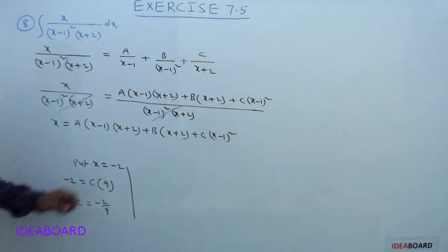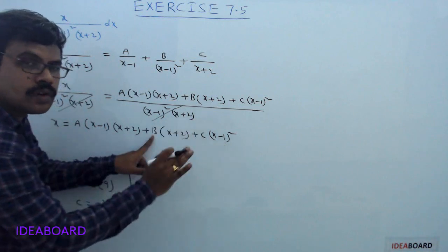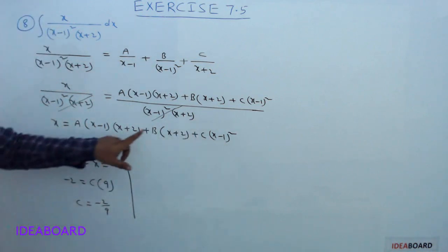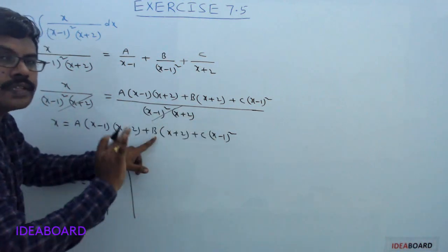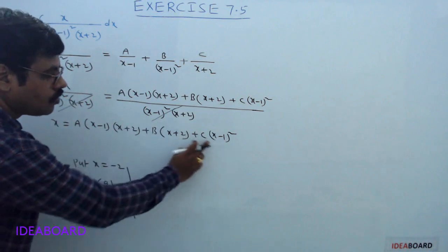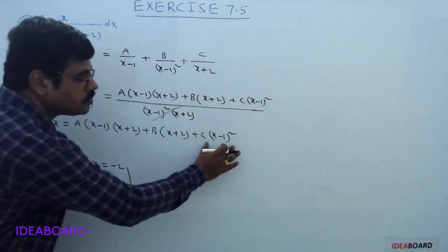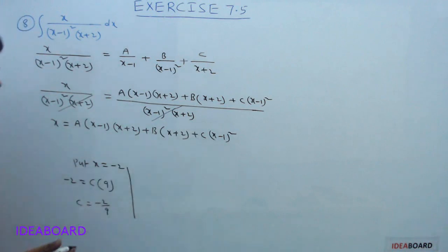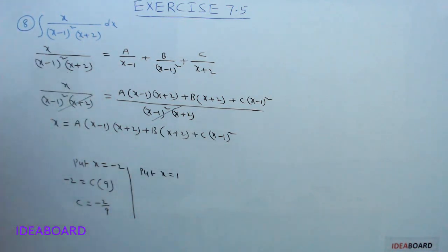Next, to find the value of b, make the first and third terms 0 simultaneously. Here (x minus 1) is the common factor for the first and third terms. So if you substitute x equal to 1, these values are 0. So put x equals 1.